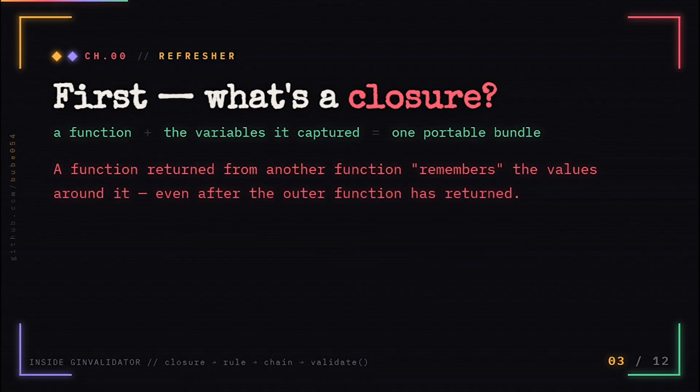Quick refresher, because everything rests on this. A closure is a function bundled together with the variables captured from around it. When you return a function from another function, the inner function keeps a hold of those outer values even after the outer function has already returned. Function plus captured state in one portable bundle.